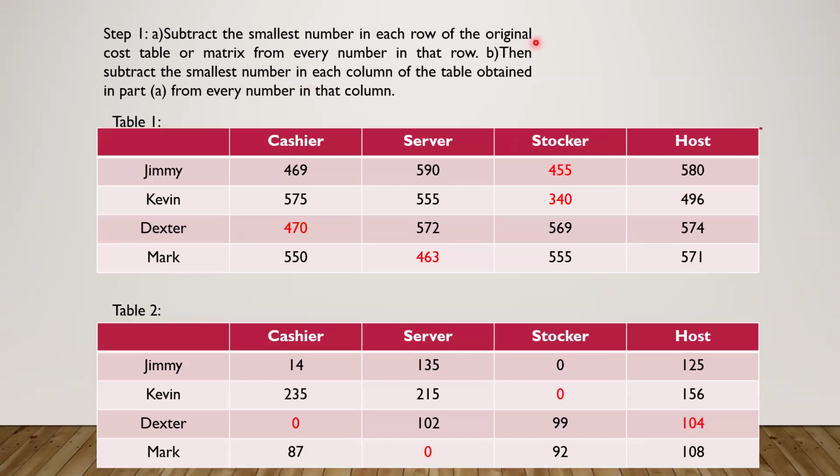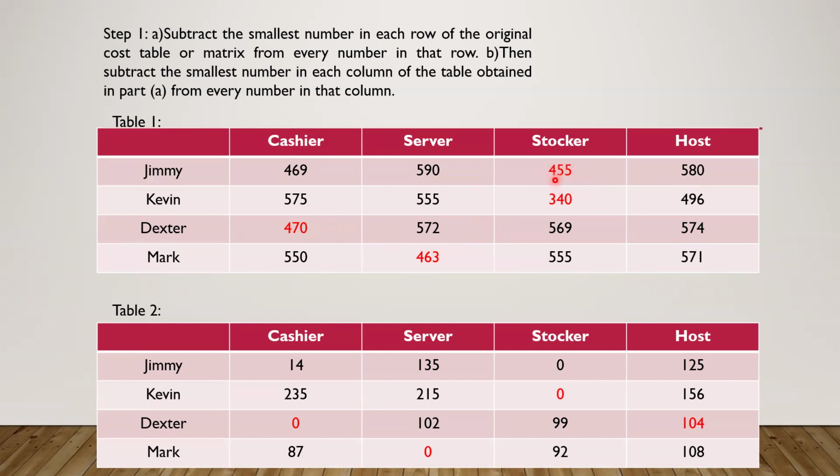So step 1. Subtract the smallest number in each row of the original cost table or matrix from every number in that row. Then, subtract the smallest number in each column of the table obtained in part A from every number in that column. So we see in this table 1, we highlighted the smallest number in every row. The second row, 455, third, 340, the fourth row, 470, and the fifth row, 463.